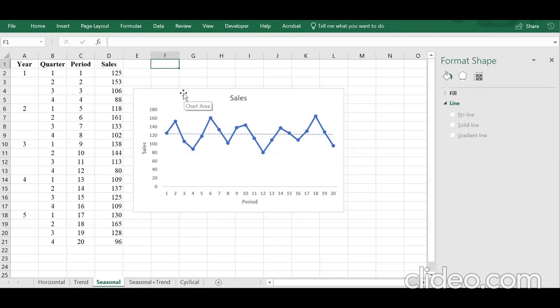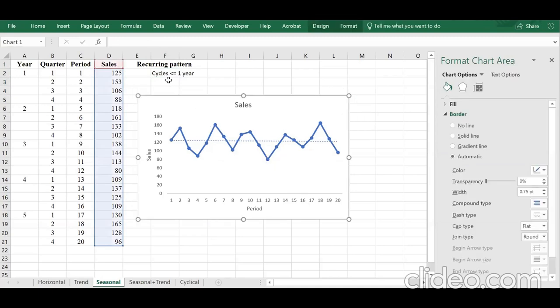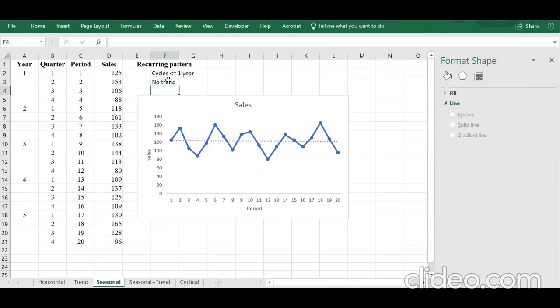And the definition of seasonal pattern is when you have a recurring or repeating pattern that repeats itself in every cycle. And cycles should be less than a recurring pattern. Cycles usually are less than or equal to one year, and there is no trend. All right, so this is how we define seasonal.